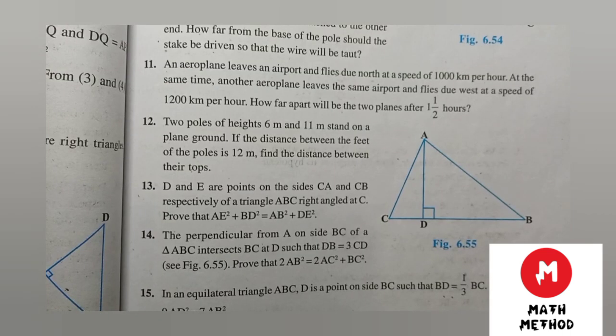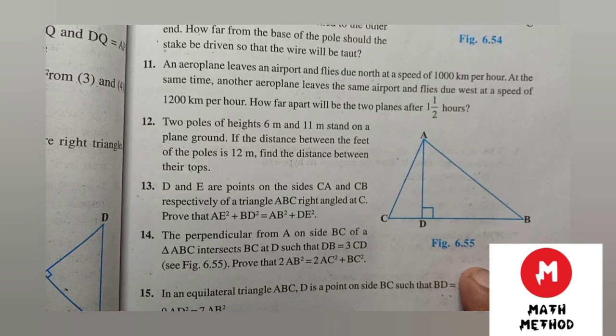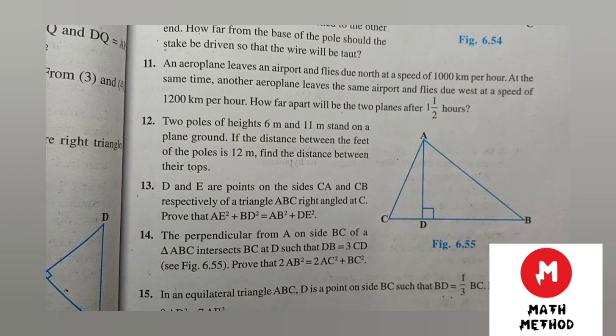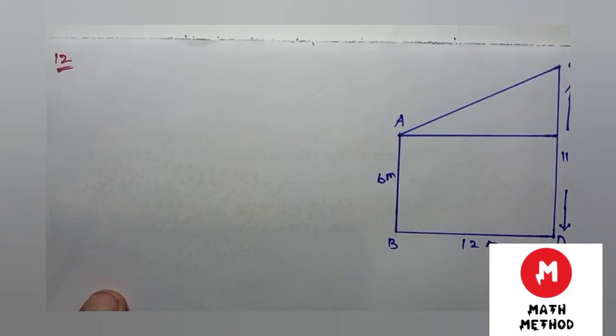Clear? Now question number 12. Two poles of height 6 meters and 11 meters stand on a plain ground. If the distance between the feet of the poles is 12 meters, find the distance between their tops. So we have to find out the distance between two tops. So I have drawn this figure like this. This is my figure for question number 12.